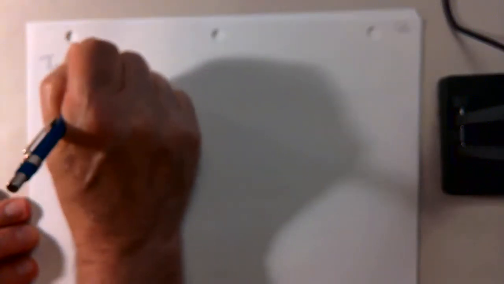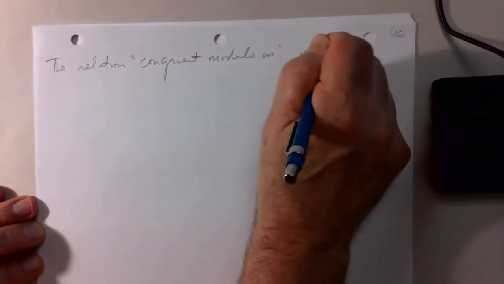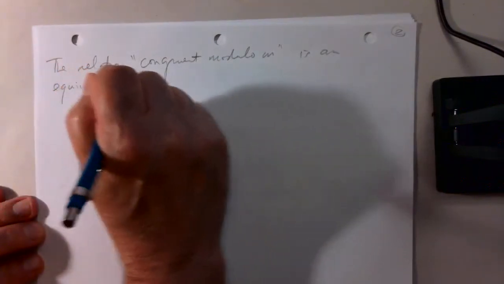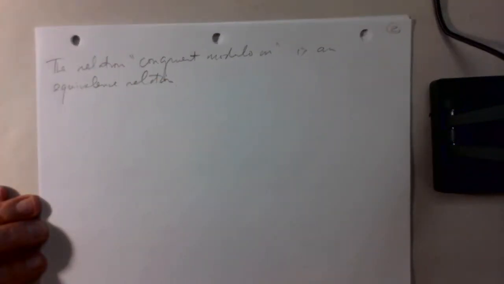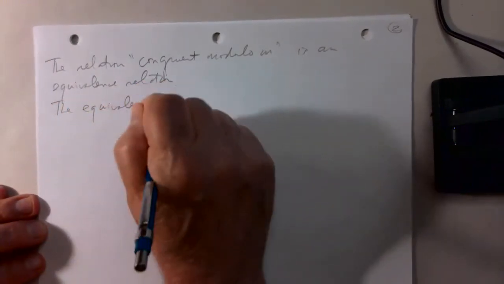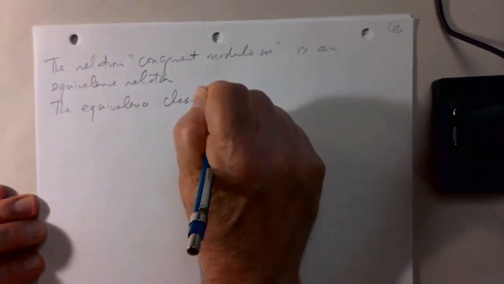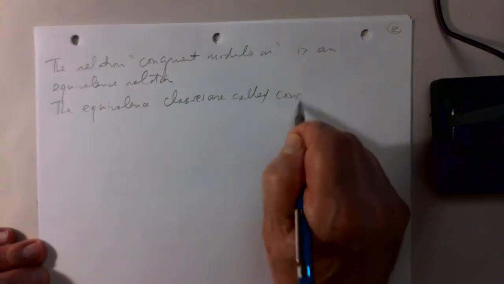So we put this all together, and we get that the relation congruent modulo M is an equivalence relation. That is a relation that is reflexive, symmetric, and transitive. And so an equivalence relation on a set partitions the set. So the equivalence classes are called congruence classes modulo M.